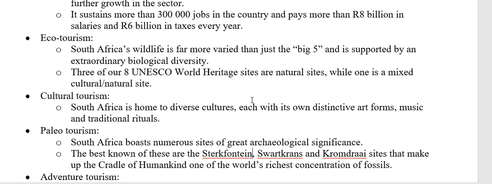All right. And of the 8 World Heritage sites in our country, 3 of the 8 are natural sites. And then 1 is a mixed cultural and natural site. We're going to talk about the World Heritage sites just now. All right. But just to give you an idea why ecotourism is so big in our country, is that 3 of the 8 World Heritage sites are actually natural sites that people come to see.